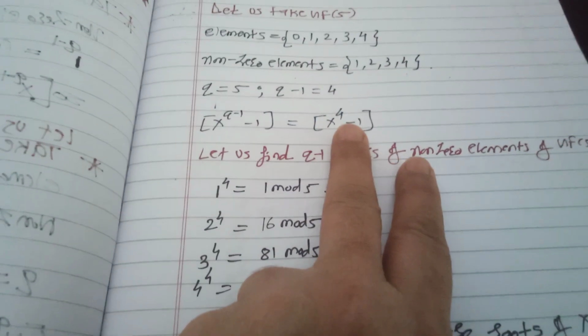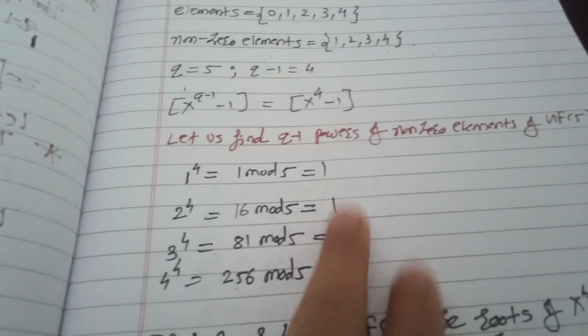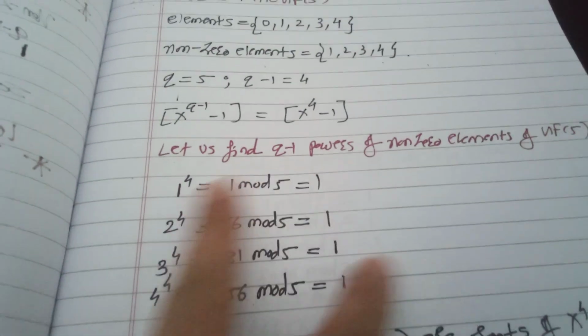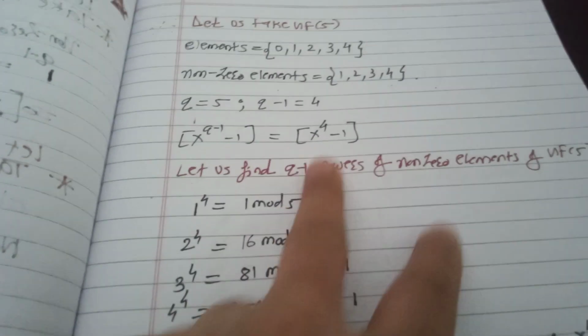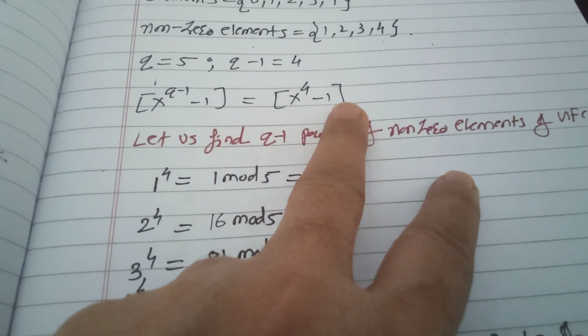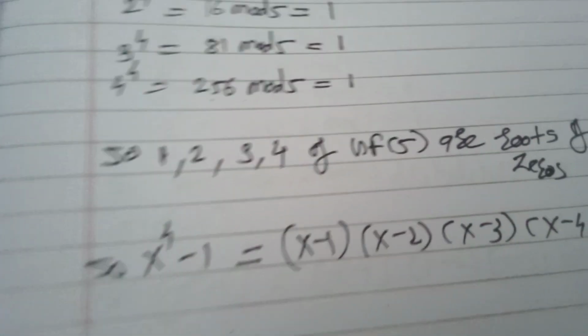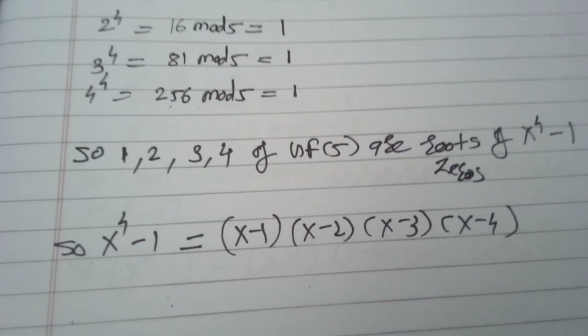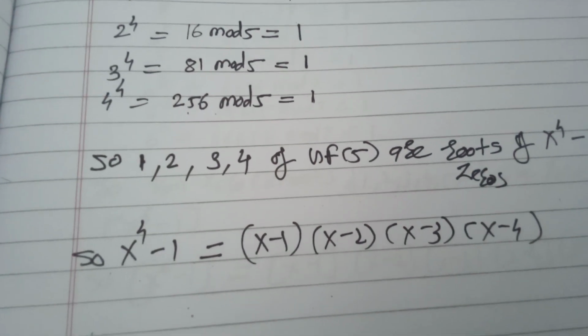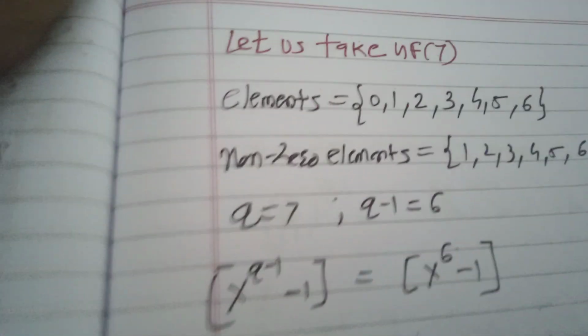So that is also a factor of x raised to 4 minus 1, since 4 raised to 4 is also equal to 1. So 1, 2, 3, 4 are the factors of x raised to 4 minus 1. So we have written here that x raised to 4 minus 1 is equal to (x minus 1)(x minus 2)(x minus 3)(x minus 4). So let us check this idea with the Galois field 7.